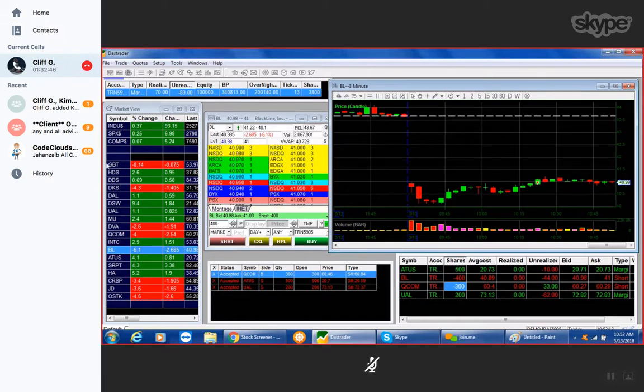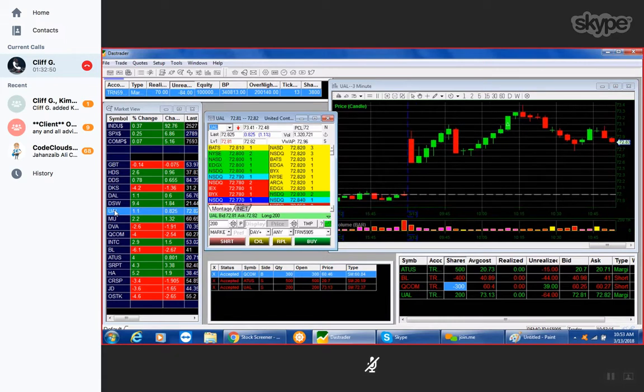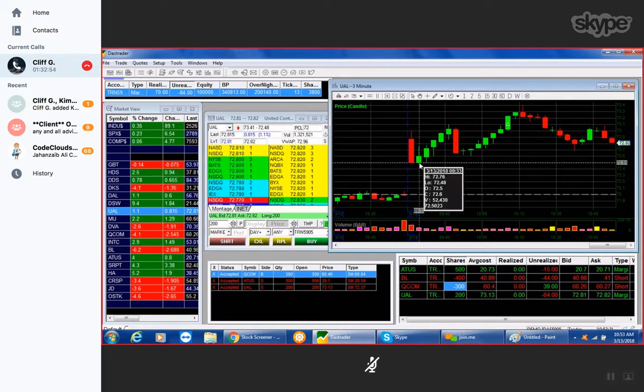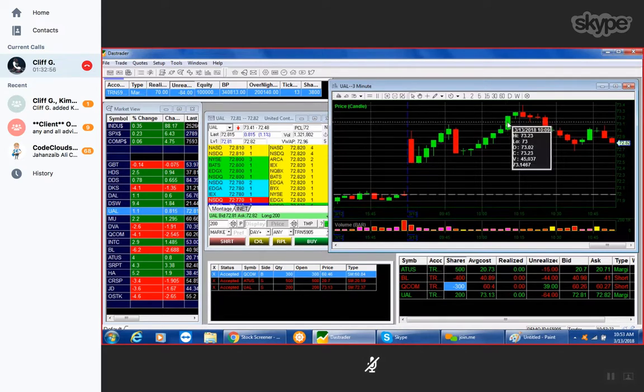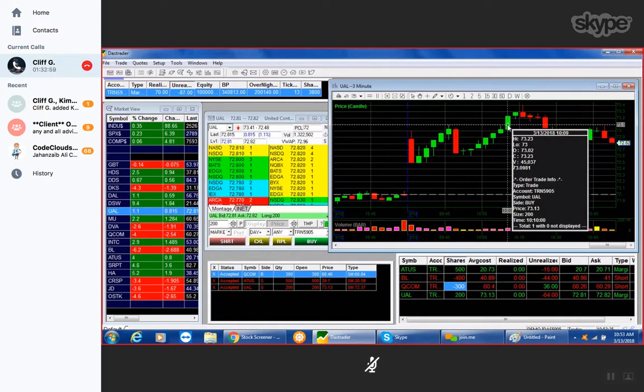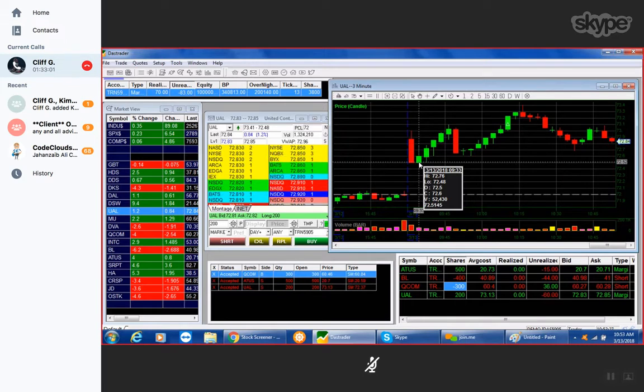What's going on with UAL? Looks like UAL is reversing here. Yeah, UAL is reversing back. And again, our stop loss is the extreme. We got in at a new high here, and our stop loss is at a new low. So we'll just have to sit tight with that and see what happens.